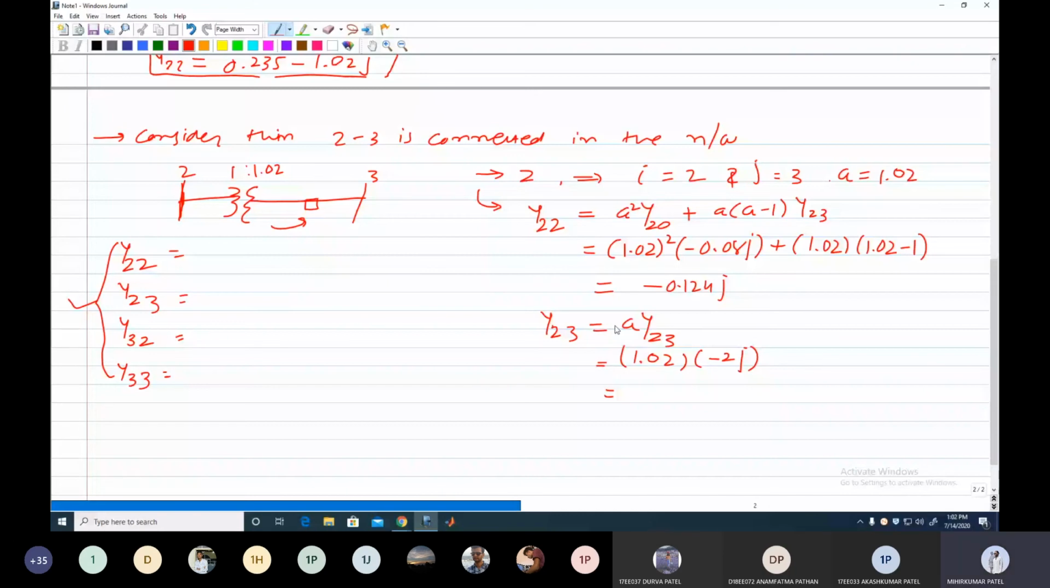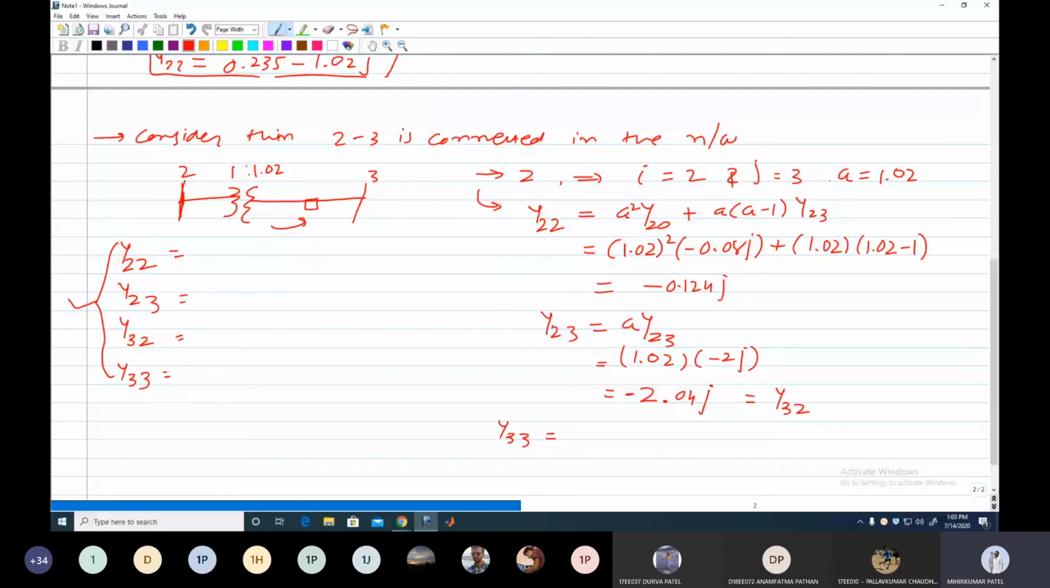What is the value of this? y23 is equal to minus 2.04j, yes, very good, which is same as y32. Clear? Now, what is the final value for this y33?